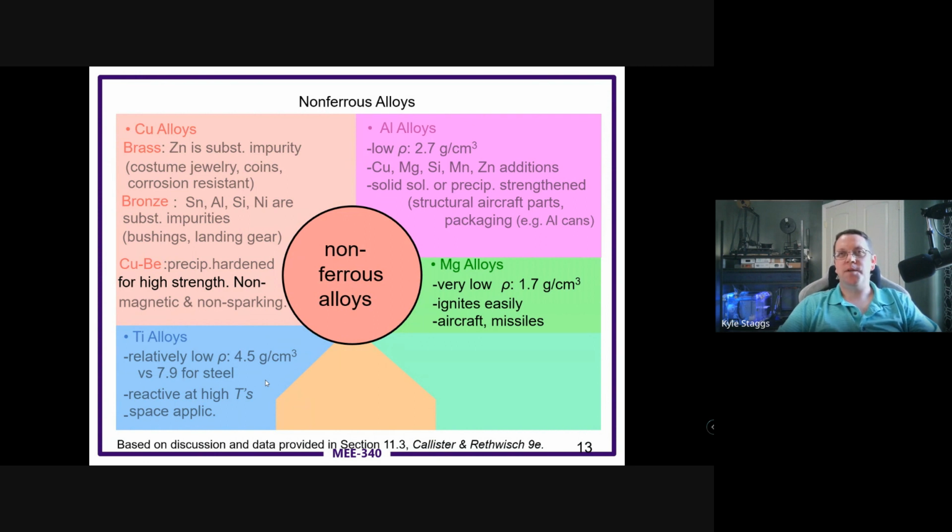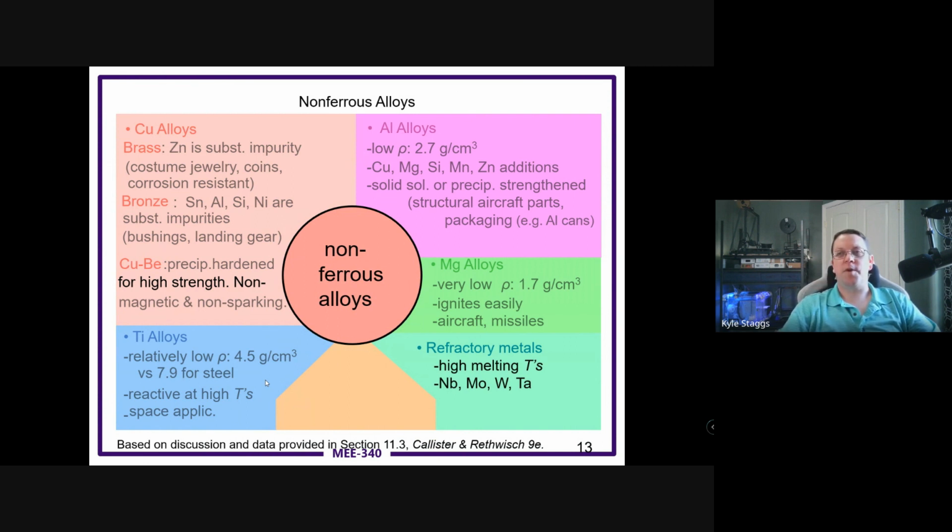Magnesium alloys are very, very low density. So this is why they were used in some applications for automotive things. The trouble is it's very easy to ignite magnesium alloy, and they are pretty highly flammable. So in high heat applications, magnesium is not really great, but they are used in aircraft. They are used in construction of missiles and some other things.